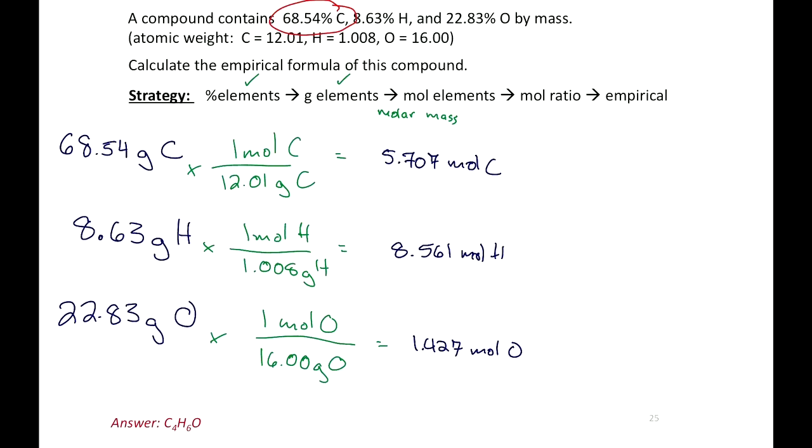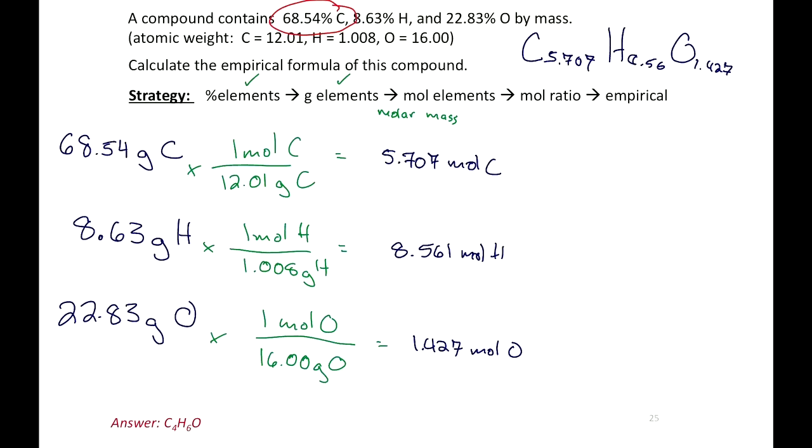Have you ever seen a chemical formula that looks like this? C 5.707, H 8.56, O 1.42? No. Is that a chemical formula? No. So we need to figure out the whole number ratio between atoms. How we force these numbers into whole numbers is we identify the smallest number. What's the smallest number of the 3 we just got?